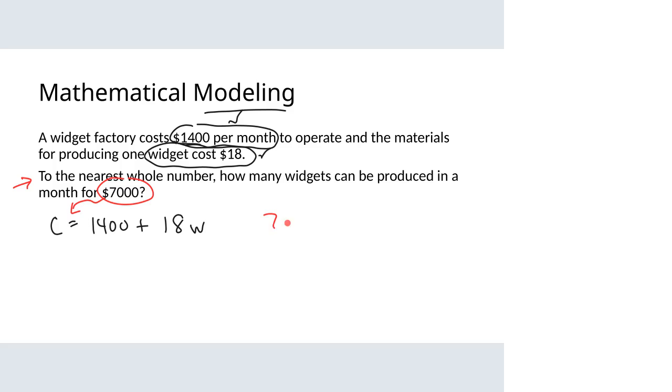So we could set up an equation and say, okay, $7,000 is all I can spend. It's $1,400 to have it open, plus 18 times the number of widgets. We're going to solve this equation for W to find out how many widgets could be made with $7,000 as a ceiling for money.